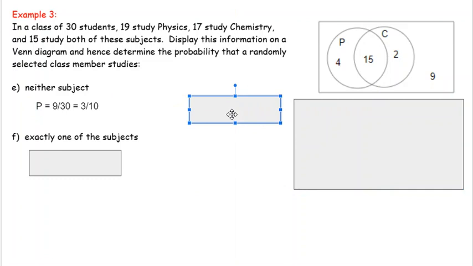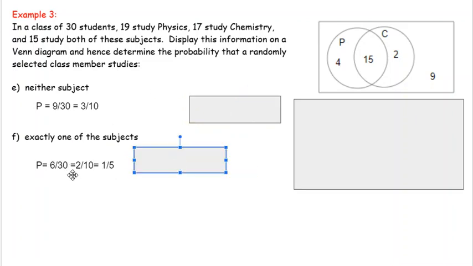Raise your hand if you have F, exactly one of the subjects. I see 2 hands already. 3 hands, 4 hands, 5 hands. Brian, what'd you get? 6 out of 30. Anybody else think it might be 6 out of 30? All right, a lot of people are agreeing. Let's take a look. Okay, 6 out of 30, good, which will simplify to 1/5.